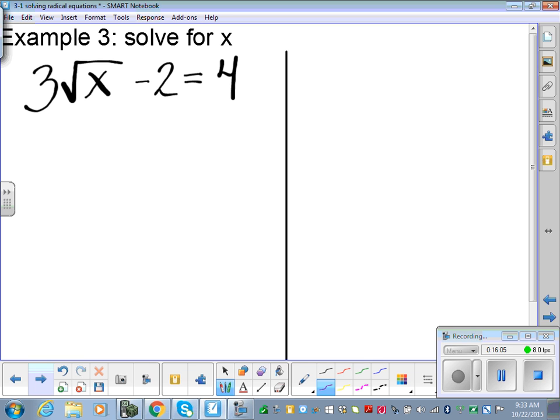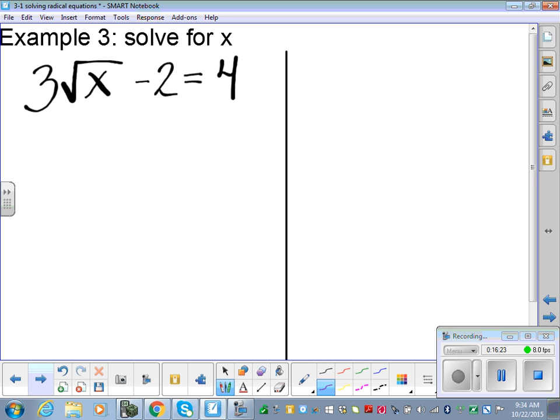Okay, last one, then I'm going to let you work. So solve for x. We have 3 times the square root of x minus 2 is equal to 4. So this one's going to take an extra step here, so everybody stay with me. What's my first step?